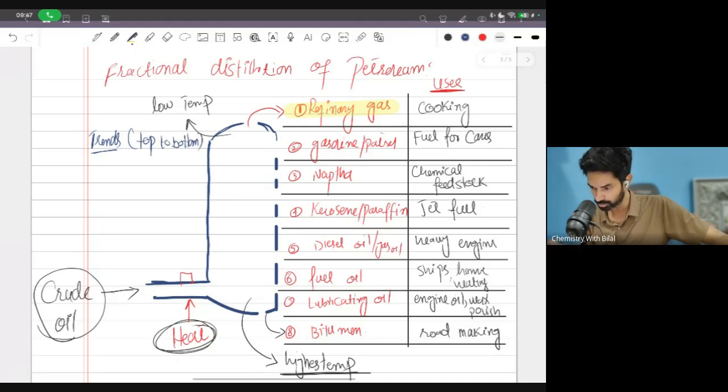Okay, so when you go top to bottom, everyone, the fraction that is collected at the top, called refinery gas, has the lowest number of carbon atoms. जैसे आप ऊपर से नीचे आओगे, carbon chain increases. तो सबसे low carbon किसमें है? रिफाइनरी गैस में. तो which fraction must have the highest carbon atoms? किसके पास सबसे ज्यादा कार्बन होने चाहिए?